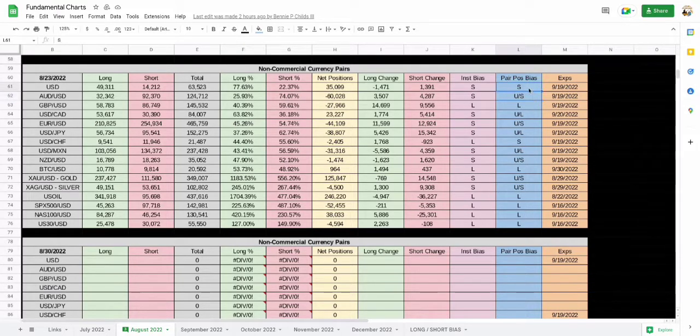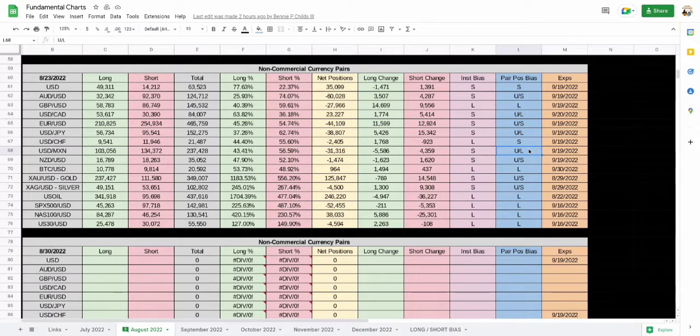So the dollar index, we have more sellers. Aussie USD, we have more sellers, or I should say sell positions. Pound USD, we have more buy positions. USD CAD, we have more long positions. Euro USD, we have more short positions. USD JPY, we have more long positions. USD Swiss, we have more short positions.